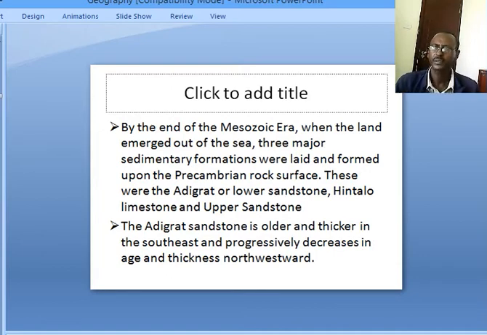These were: one, the Adigrat or lower sandstone. Over the Adigrat sandstone there was the Hintalo limestone, and finally the upper sandstone was observed in this era. The Adigrat sandstone is older and thicker in the southeast and progressively decreases in age and thickness northeastward.